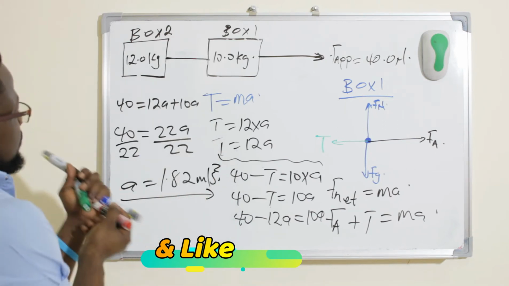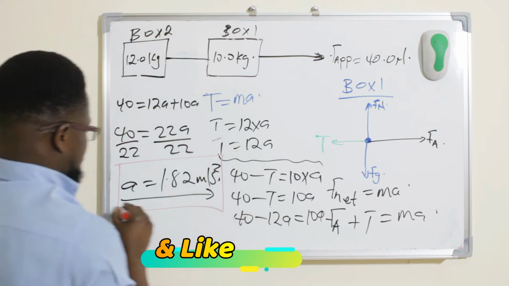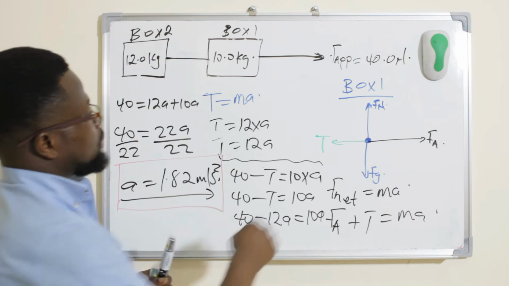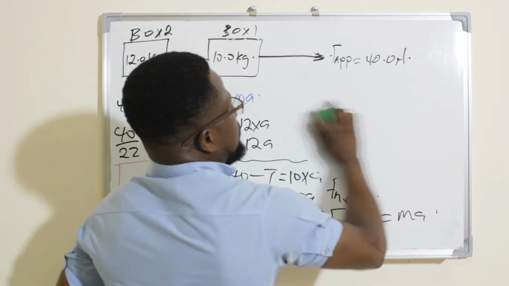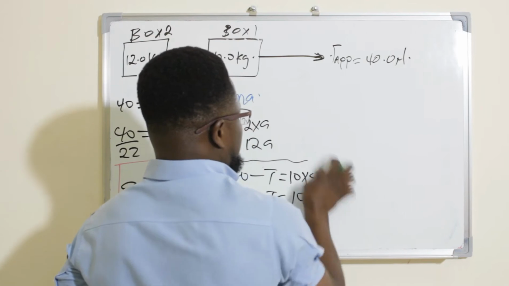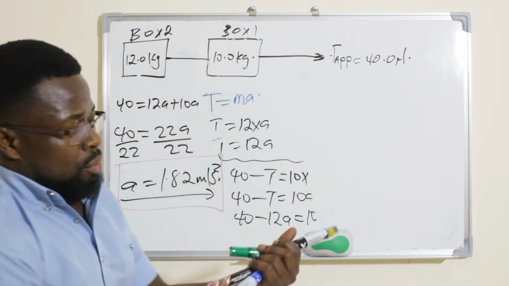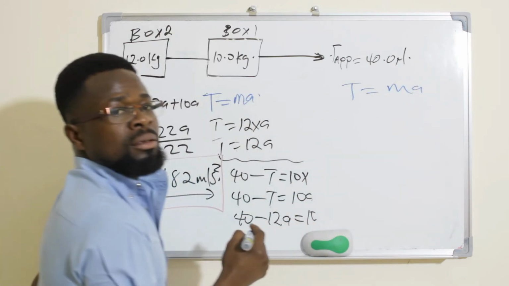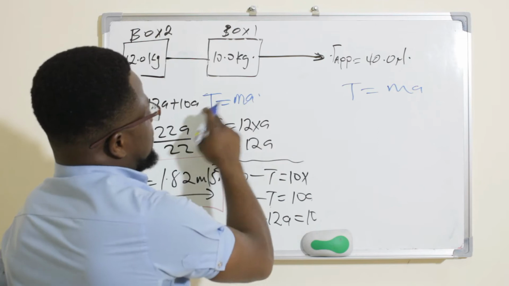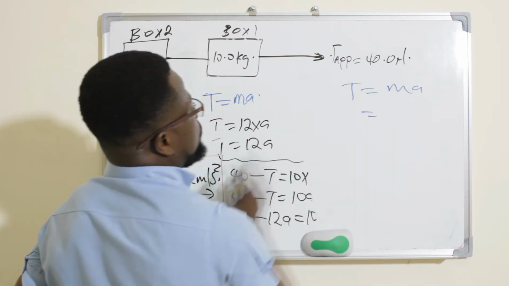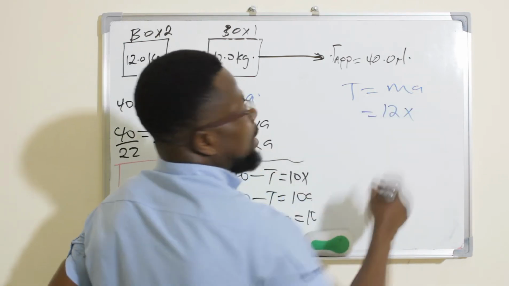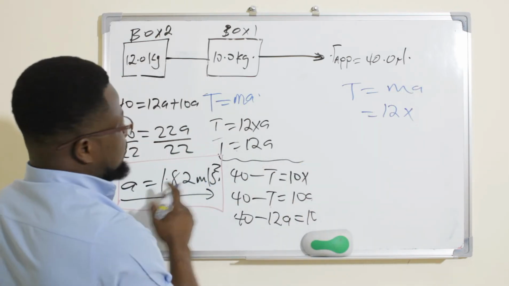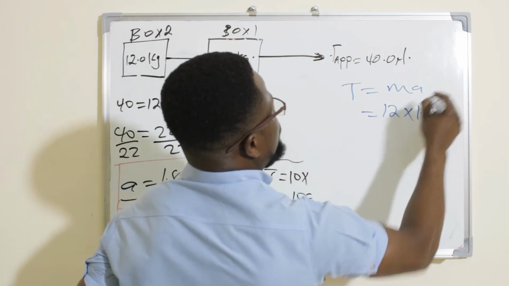That is the acceleration. Now we are told to find the tension in the cord. To find the tension in the cord, which is question number 2, I will straight away say that T is equals to MA. So let's look at this. If T is equals to MA, and I know this to be 12, I will multiply it by what? The A. And A is given as 1.82.